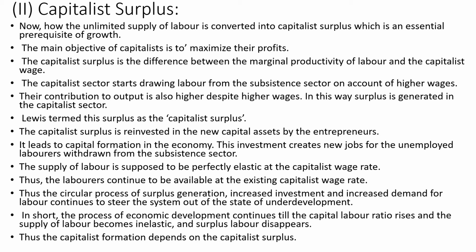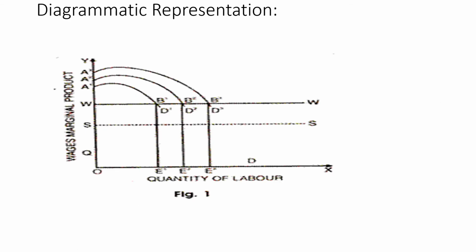So in short, we could see that the process of economic development continues till the capital labor ratio rises and the supply of labor becomes inelastic and surplus labor disappears. So this capital formation depends upon the capitalist surplus. This is the main idea or the crux of the theory of Arthur Lewis, unlimited supply of labor. So let's understand in this diagrammatic presentation how this capitalist surplus is generated and how it is reinvested and how this would lead to economic expansion and help the economy come out of the problem of underdevelopment.